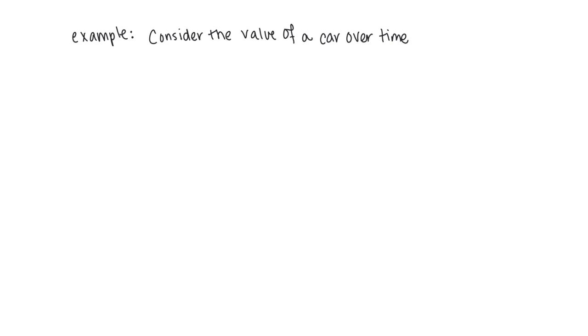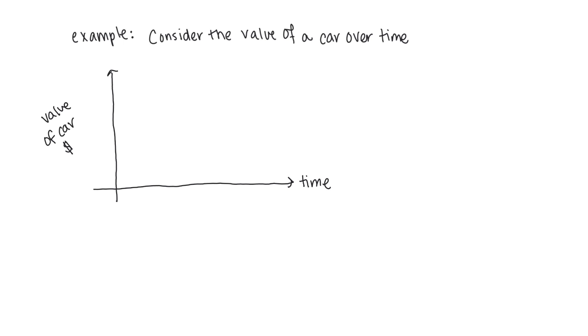Let's look at a real-world example of the meaning of slope in a linear equation. So let's consider that the value of a car over time is a linear function. It probably isn't linear, but let's just pretend that it is. So over time means that my x-axis, my horizontal axis, represents time. So my x values are time values, and my y-axis represents money, or the value of the car. And so time here will be measured in years, and the value of the car will be measured in dollars.